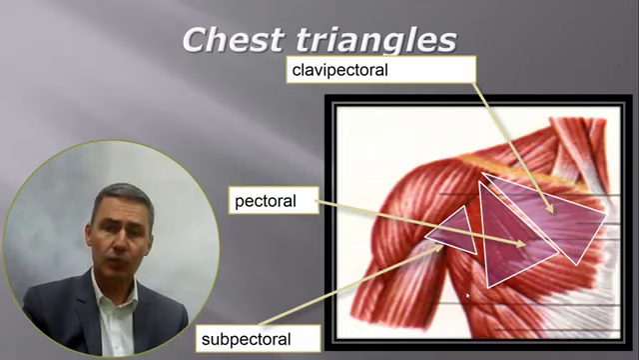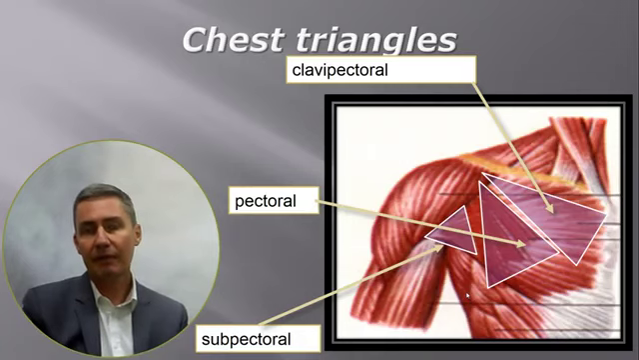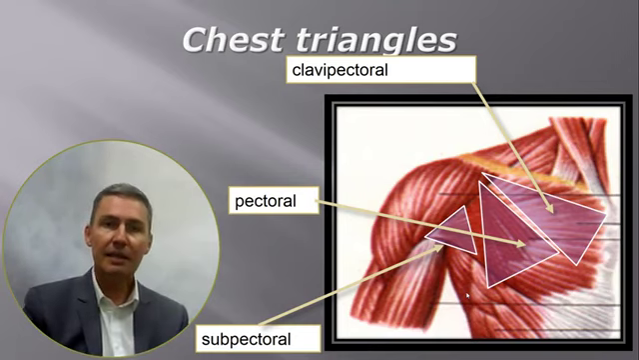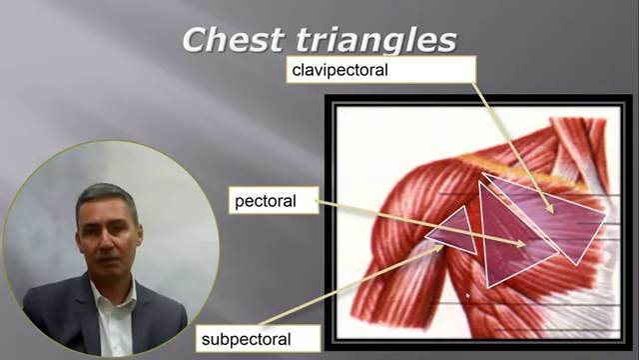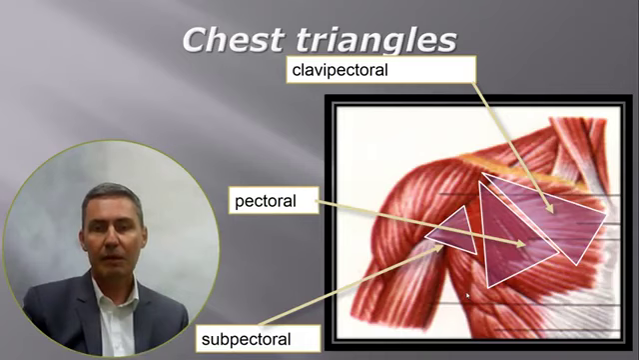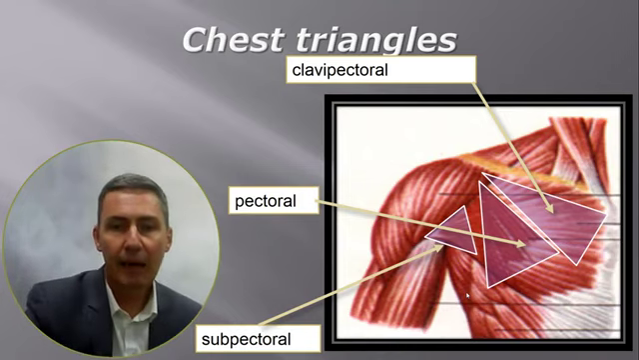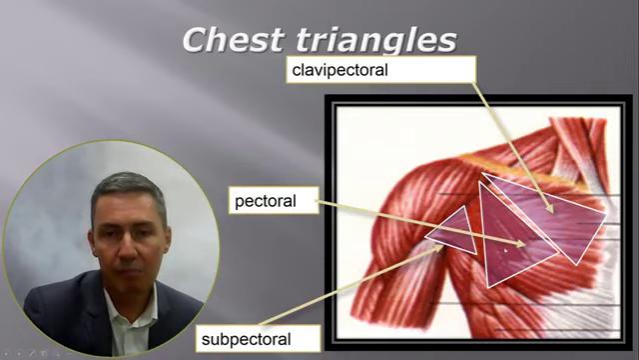So in the anterior wall of the axillary cavity, we have to remember three triangles, three topographical regions. These triangles are the clavipectoral triangle, pectoral triangle, and subpectoral triangle. The boundaries of the triangles: the clavipectoral triangle is bounded superiorly by the clavicle and inferiorly by the superior border of the pectoralis minor muscle. Medially, it is bounded by the lateral border of the sternum.